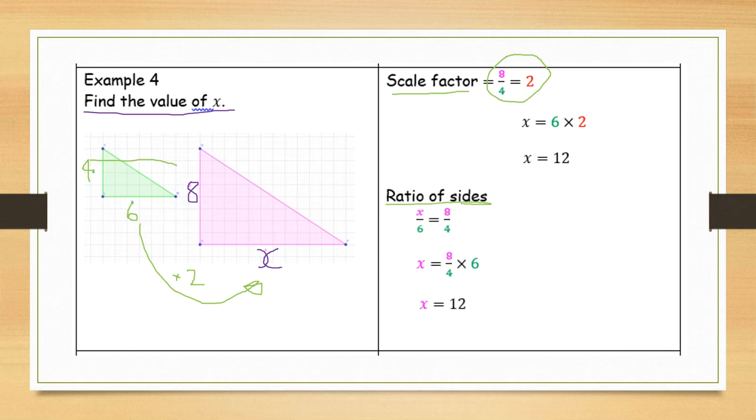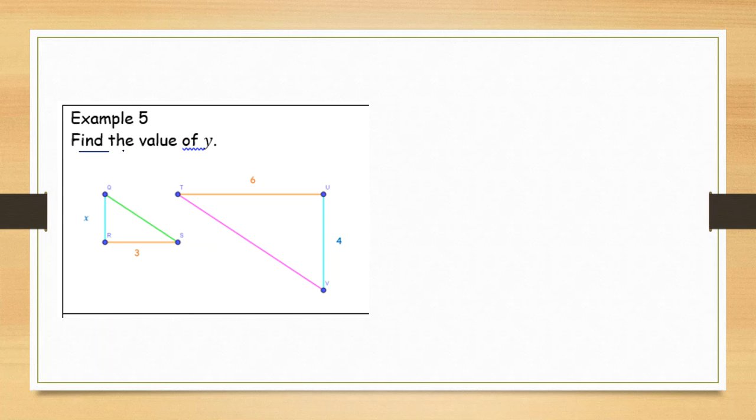I actually like the ratio of sides method because it does allow you to solve harder problems. So to do that, this is where we say x over 6 equals 8 over 4. And then we solve this equation by moving the 6 over to this side. We multiply both sides by 6. Both methods we get 12. Both methods are good.